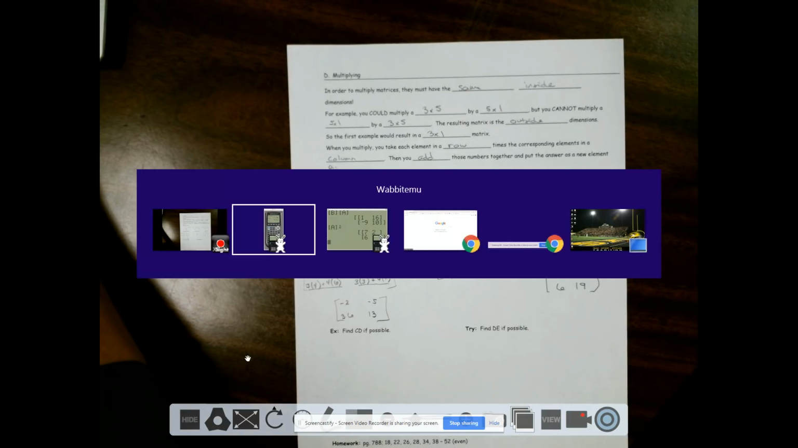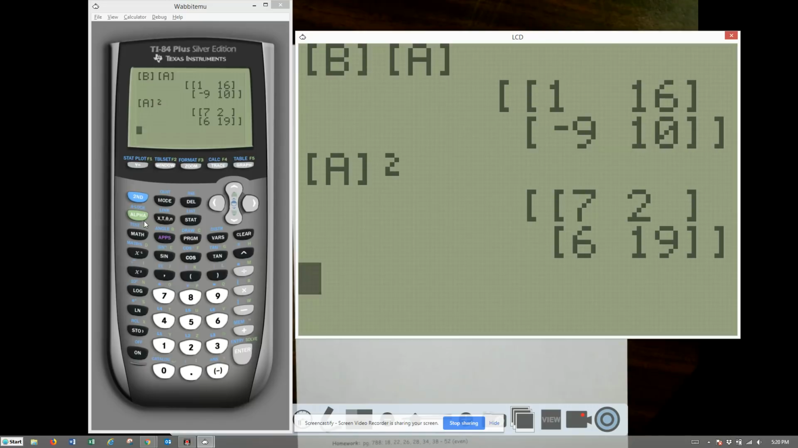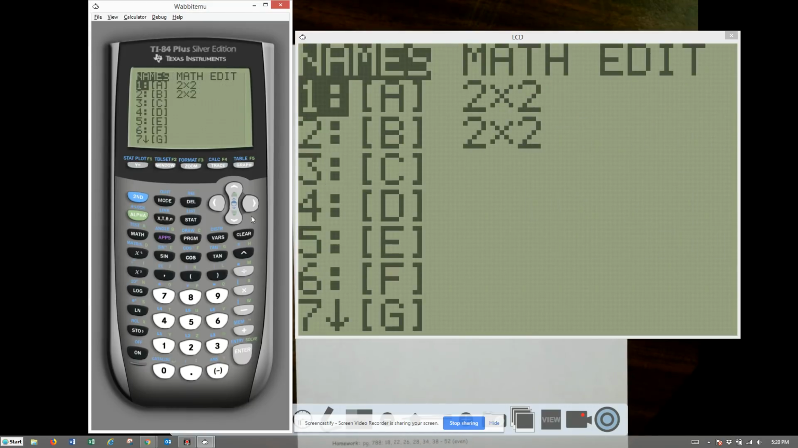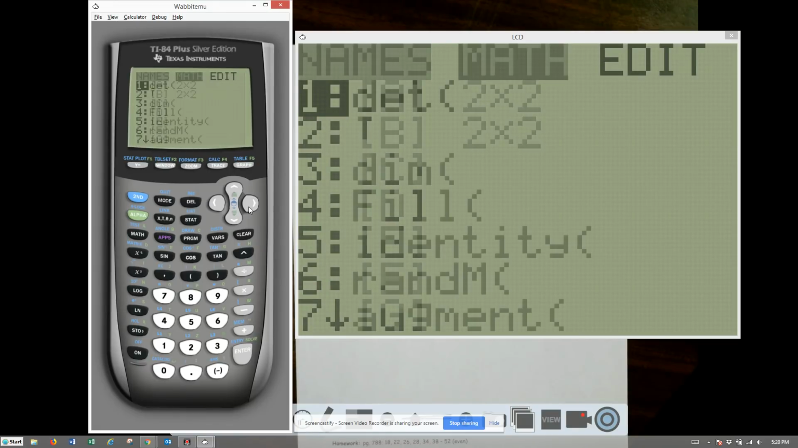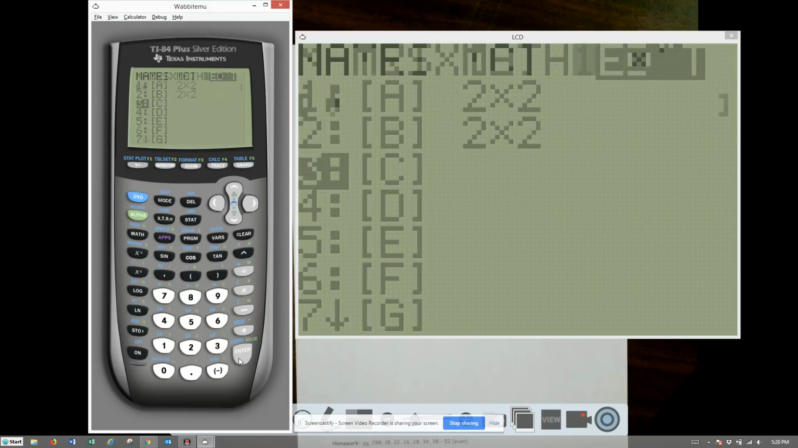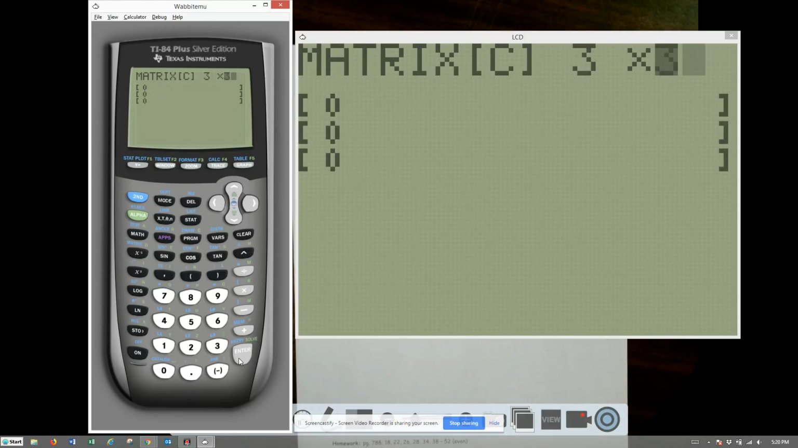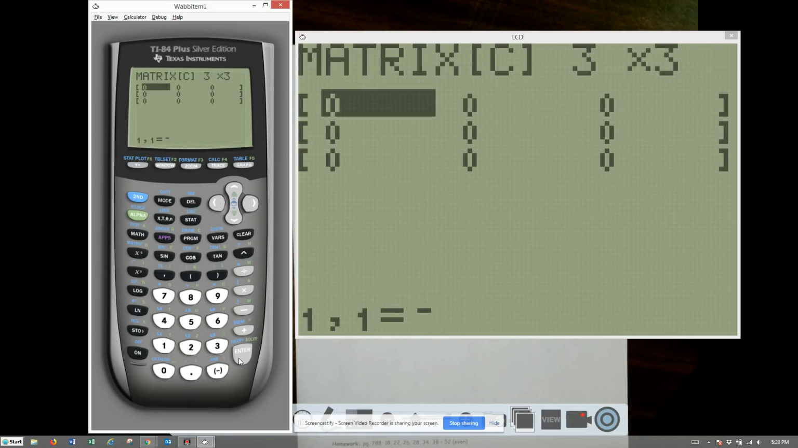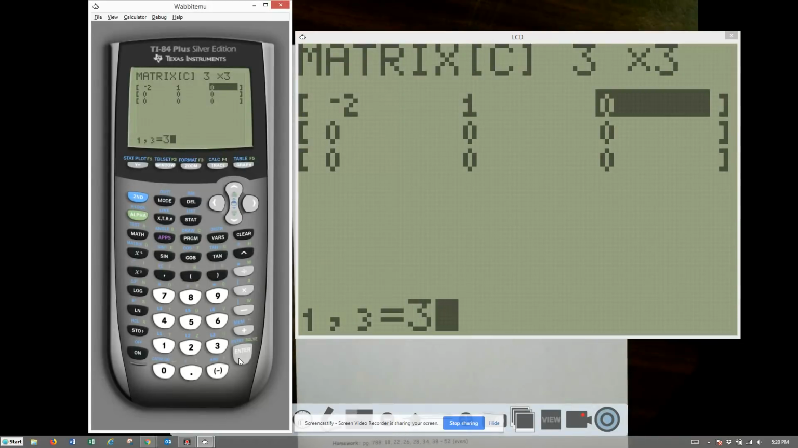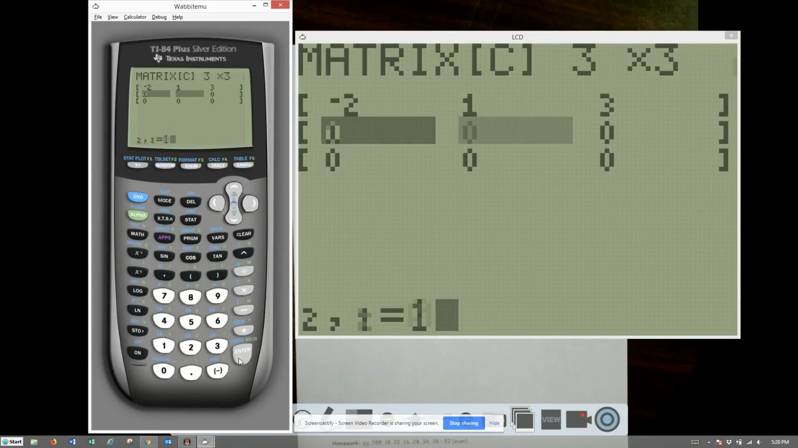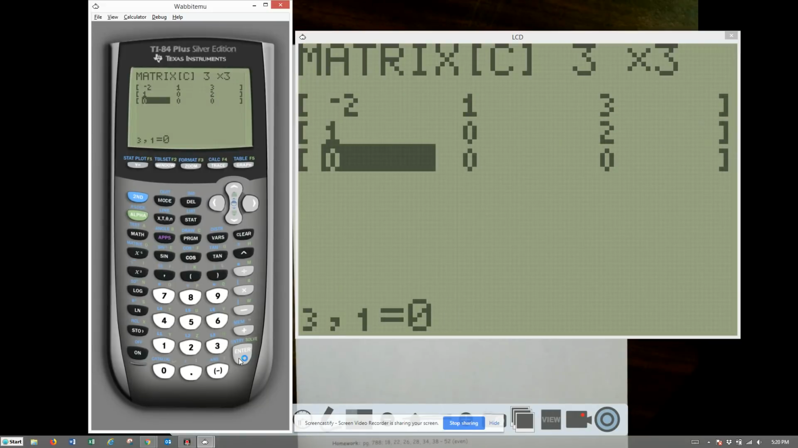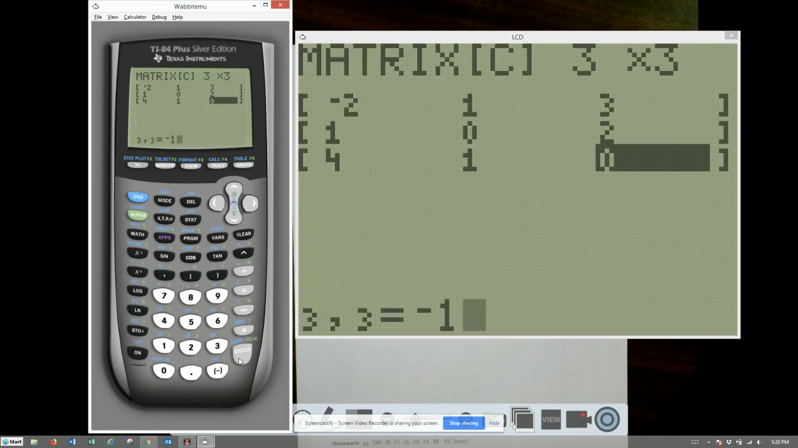So let's plug in matrix C. Second matrix, edit, matrix C. We want it to be a 3 by 3, so negative 2, 1, 3, 1, 0, 2, 4, 1, negative 1. And now we have to quit out of there, so second quit.